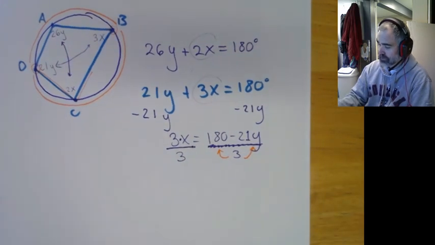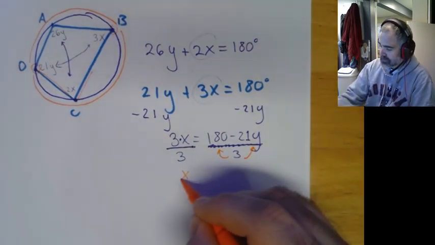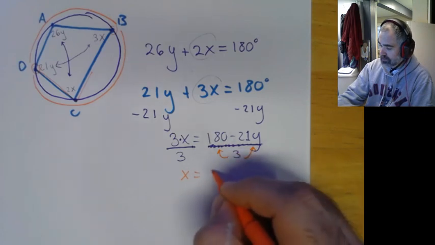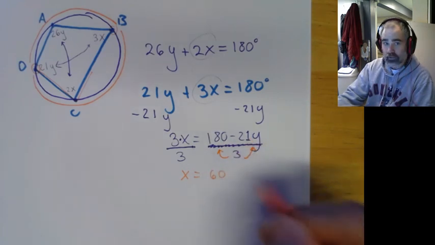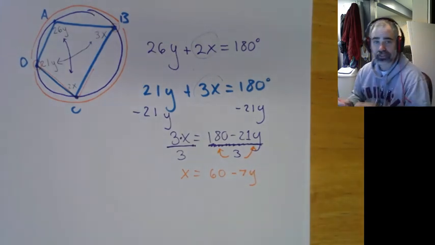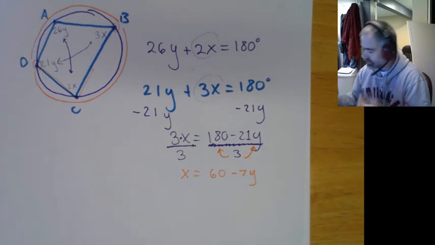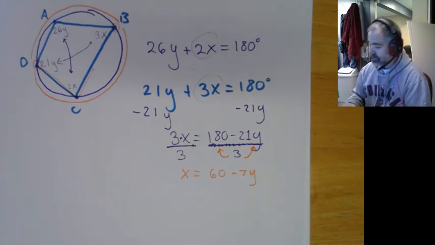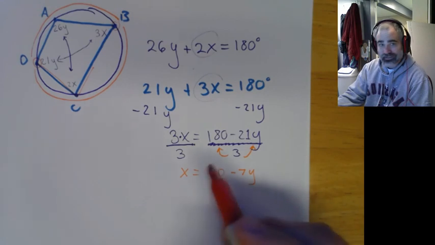All right, so if I divide each of those by 3, I end up with x equals 180 divided by 3 is 60. 21y divided by 3 is 7y. Okay, and the fraction is gone because I divided it. Remember, fractions are just division problems, nothing to be afraid of. So that said, that's what x equals.